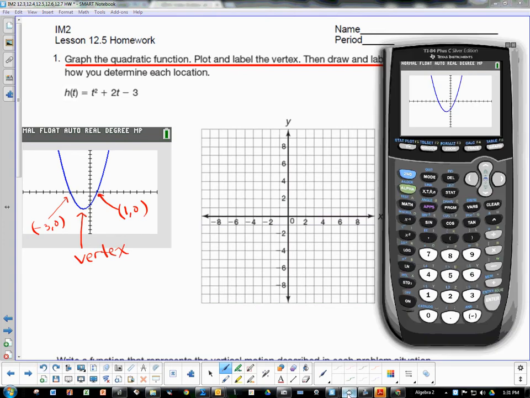Open up our calculator again, and we'll go second and trace. Let's find the minimum, number 3. We need to move to the left, and then we'll move to the right. Enter. There's our minimum. It looks like negative 1, negative 4.